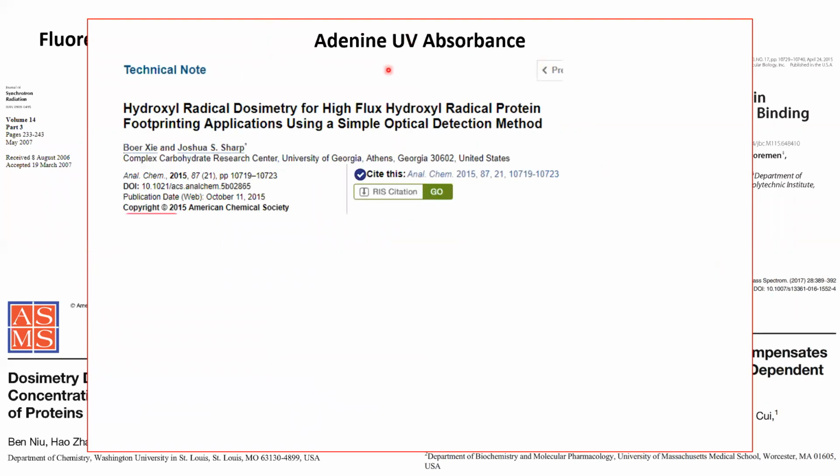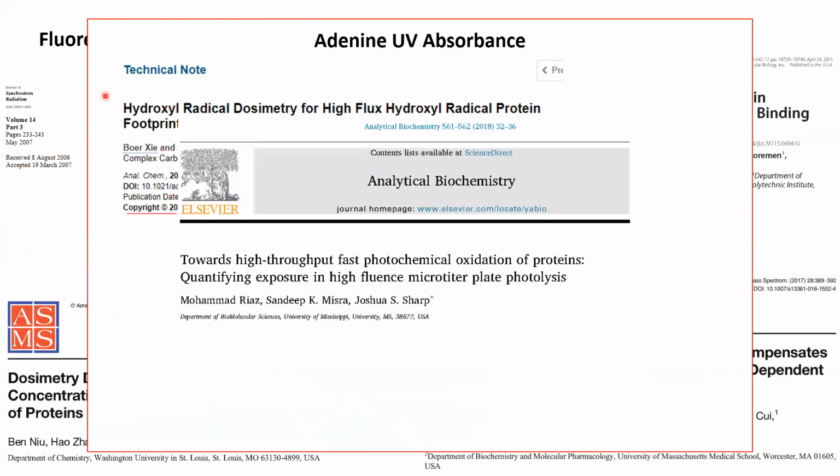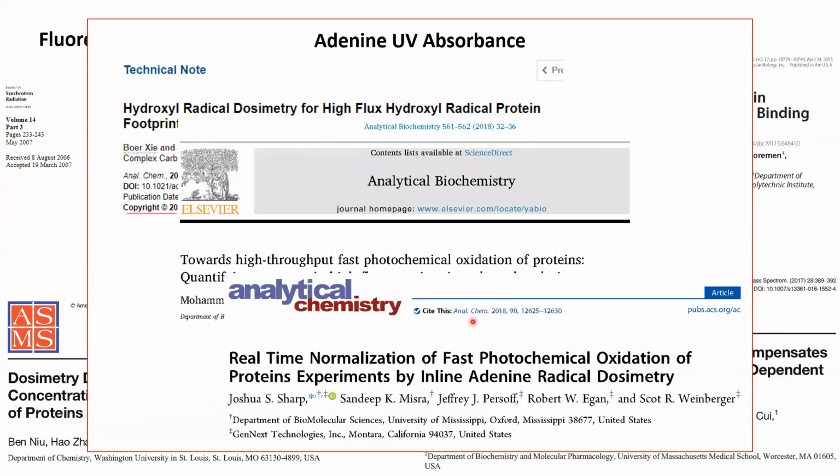And then the method I'm going to spend most of my time talking about today for doing radical dosimetry is a method that we published in 2015 known as adenine UV absorbance radical dosimetry. And we've published several papers. Our initial publication, 2015, a method adapting this from FPOP to microtiter plate photolysis. And then finally, a real-time method for doing adenine dosimetry, which I will highlight today, published in 2018.